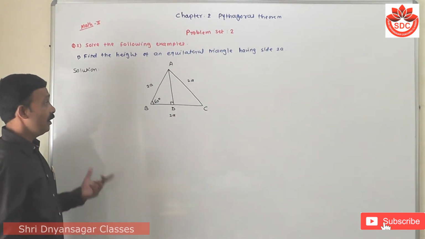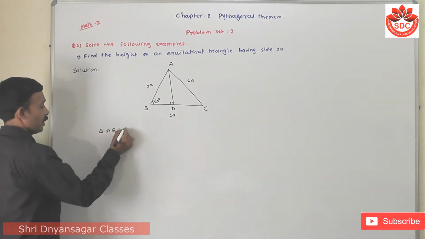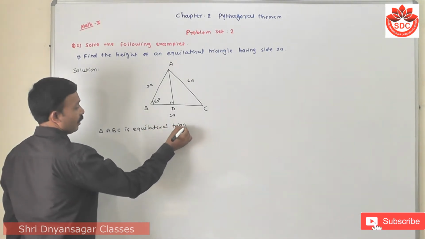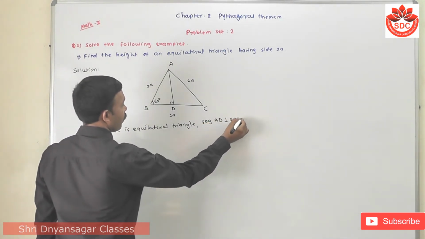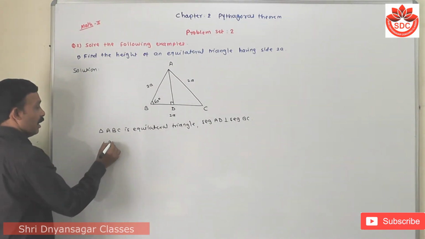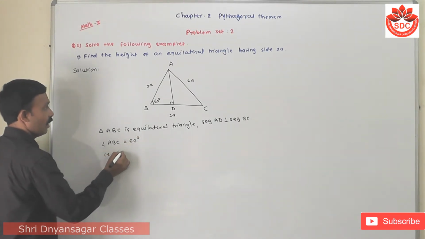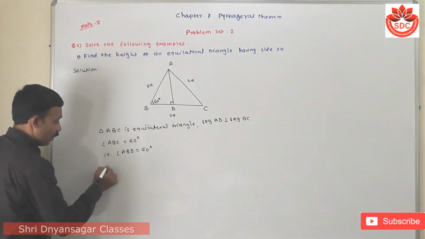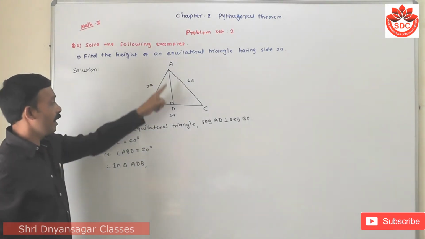Now students, we take its solution: triangle ABC is an equilateral triangle. Segment AD is perpendicular to segment BC. Now angle ABC is equal to 60 degrees, that is, angle ABD is also equal to 60 degrees. Therefore, in triangle ADB, look at only the triangle ADB.